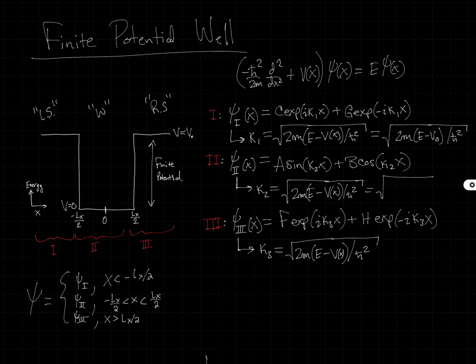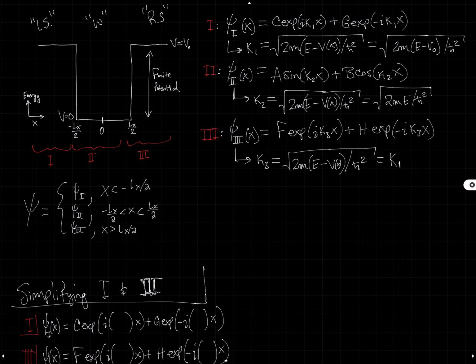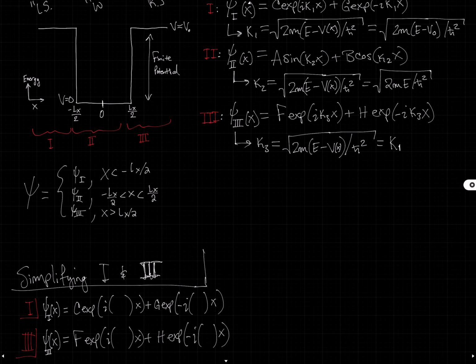It's just the well, essentially, and there is no potential in this well. So I'm just going to call this 2mE over h bar squared, and this is simply going to be k2 over here, right? Because we have a potential of equal heights both on the left side and the right side of the well. Okay? And so we can simplify this down. And the reason why we can simplify this down is as follows. We recognize that k1 is simply equal to k3.